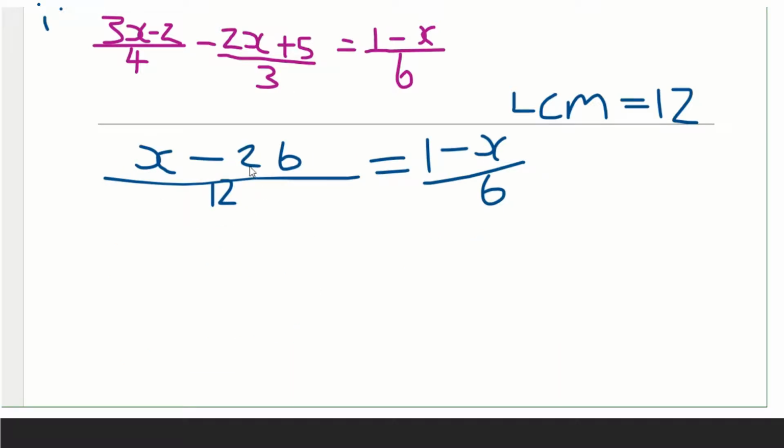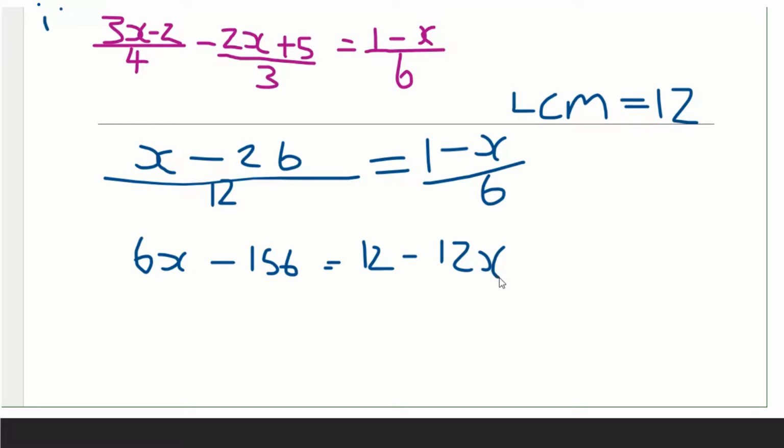Okay, so now we can just go ahead and cross multiply. So we're going to multiply our 6 times our x minus 26. So 6 times x, that's 6x, minus 6 times minus 26, that's minus 156, and that's equal to 12 times 1, that's 12, and 12 times minus x, that's minus 12x.